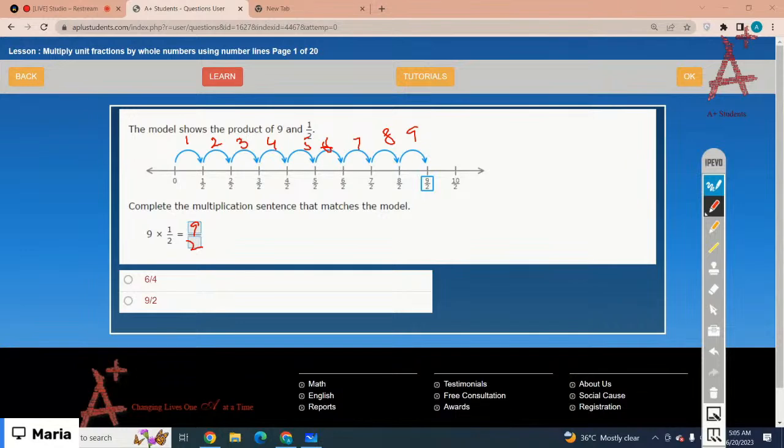Basically, you just have to count how many times you moved on. You moved on 9 times. You can just count these arrows. You moved 9 times, and how much did you move? Half each time. You can see here you moved 9 by 2. So the correct option is 9 over 2.